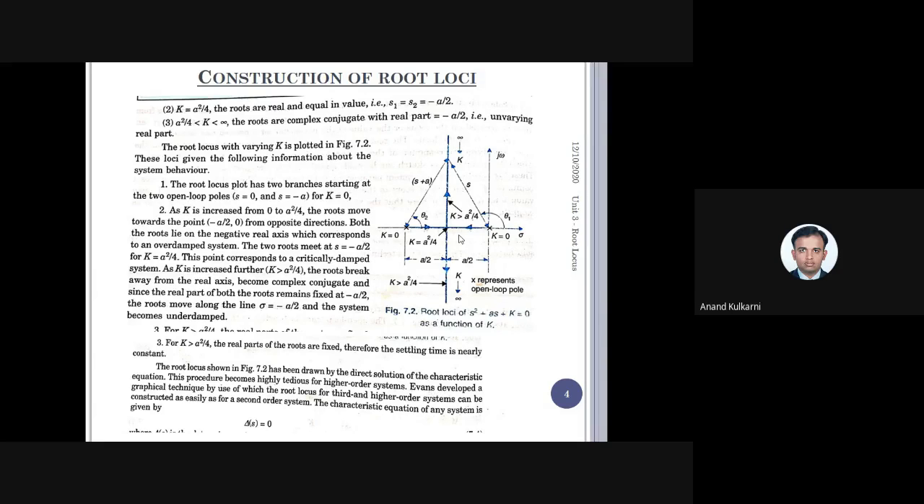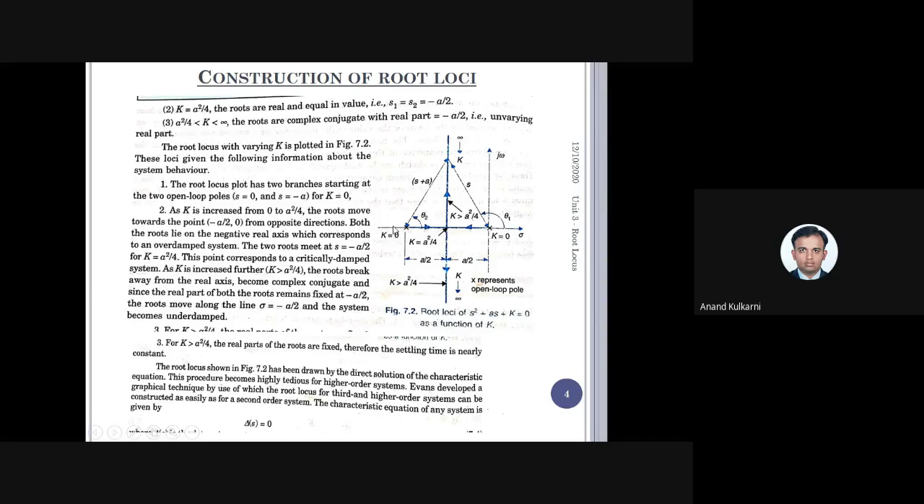So from this, what can you analyze? You can see the roots of this system continuously. Whatever the value of k, you will come to know the position of the roots. So here, when k is equal to 0, one root is at the origin and another root is at minus a.